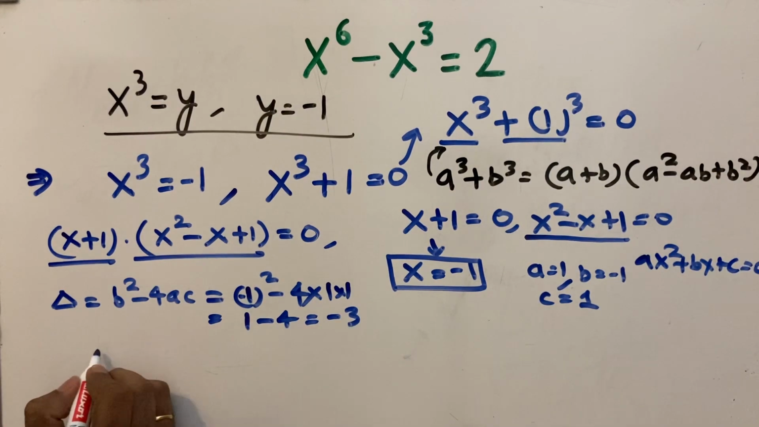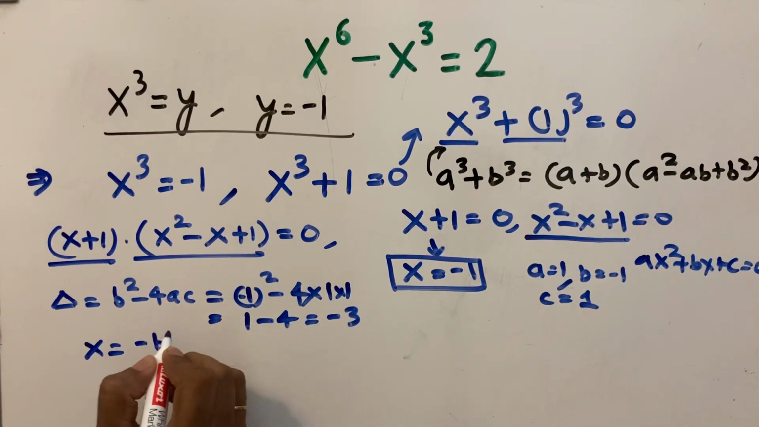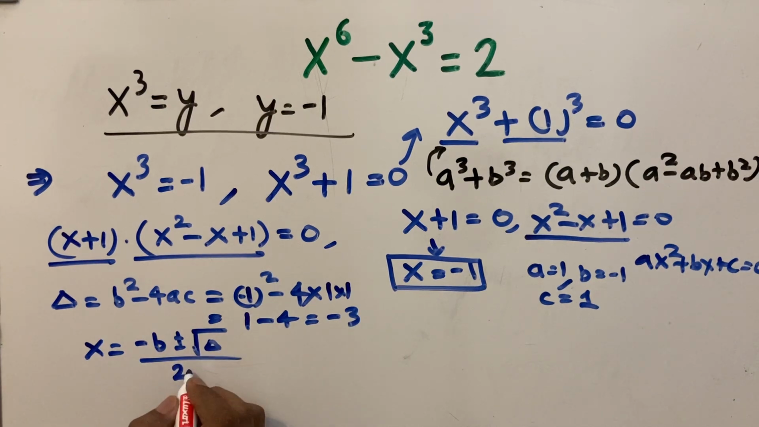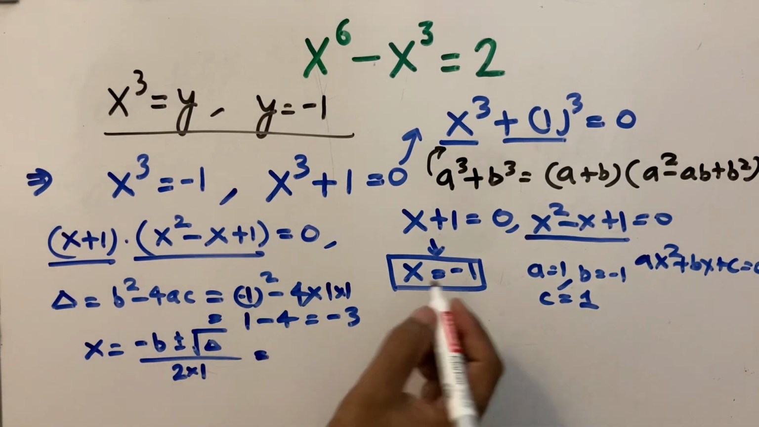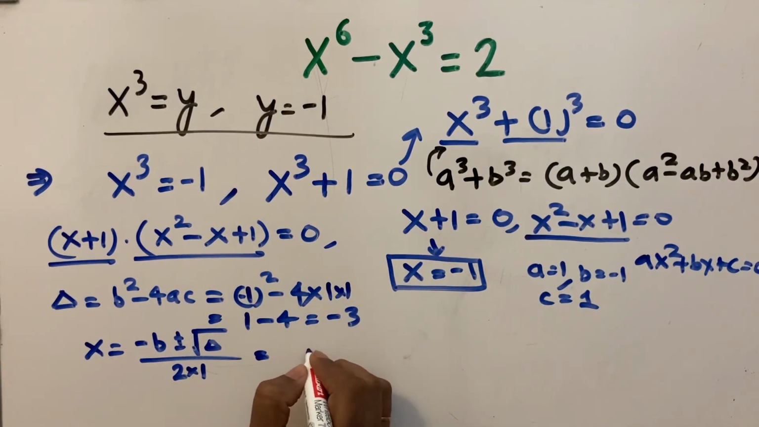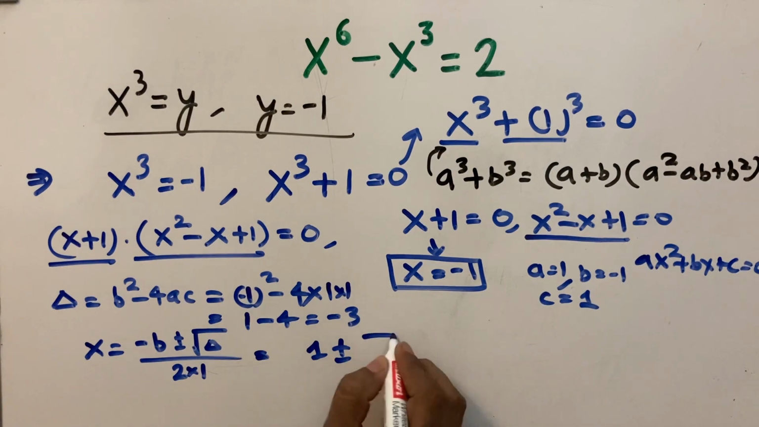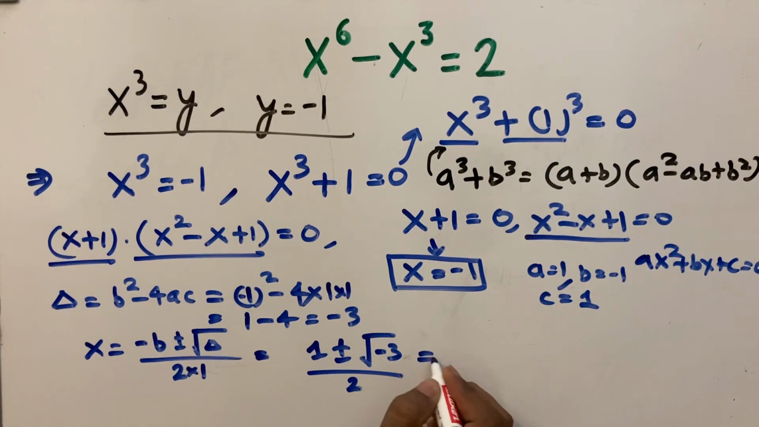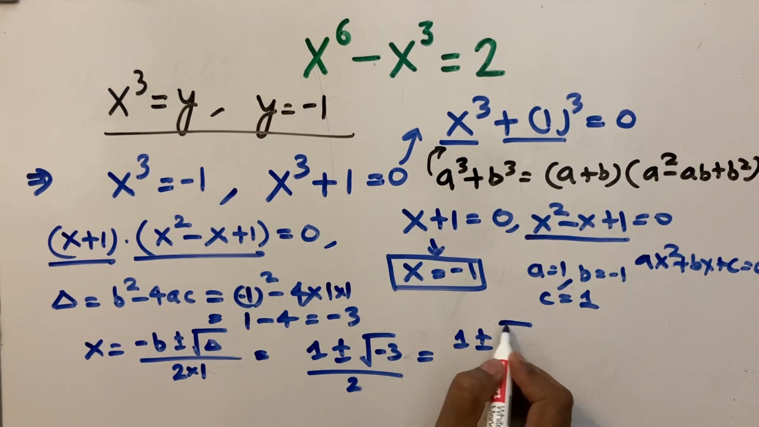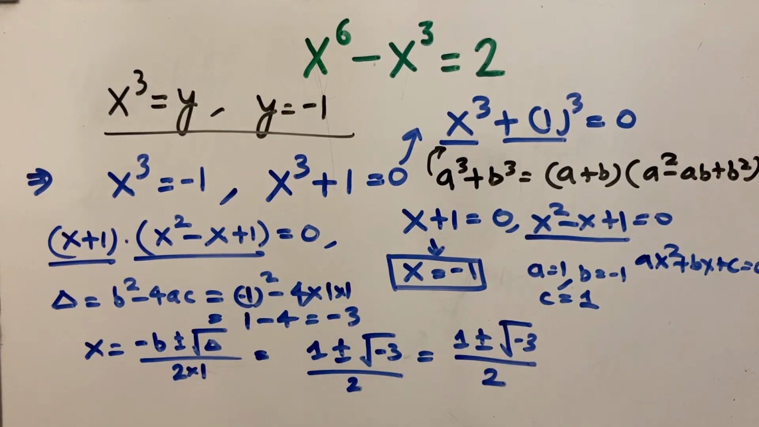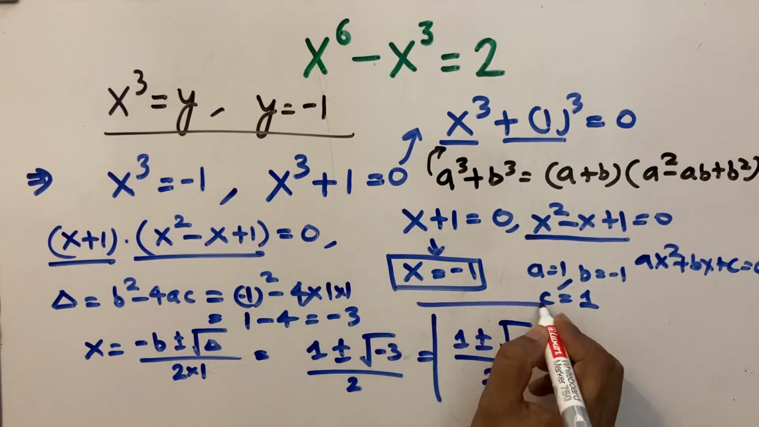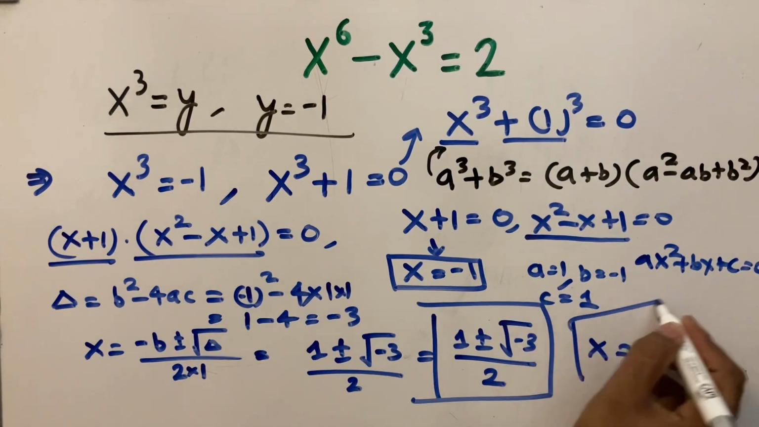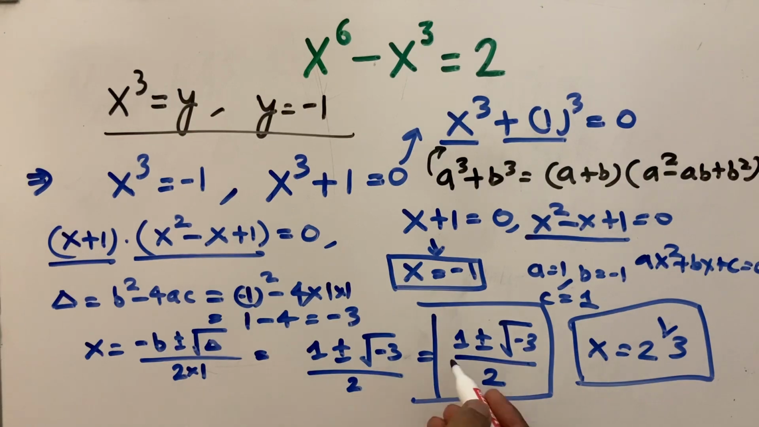So the value of x comes x equals minus b plus or minus square root delta upon 2a, where a is 1, equals minus b. B is minus 1, so 1 plus or minus square root of minus 3 divided by 2, which equals 1 plus or minus square root of minus 3 divided by 2. So we got 4 values for x. x equals 2 to power 1 upon 3, x equals minus 1, and 2 complex values.